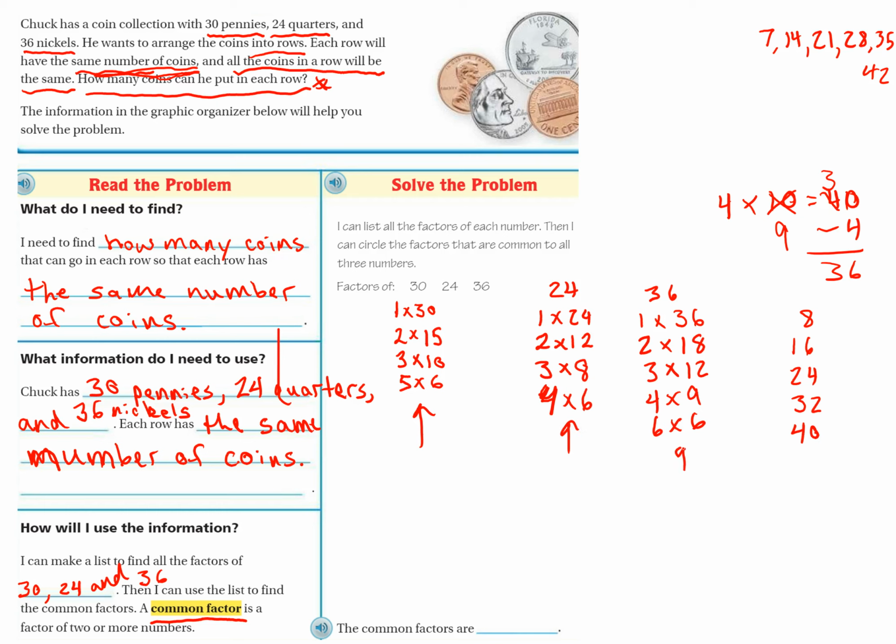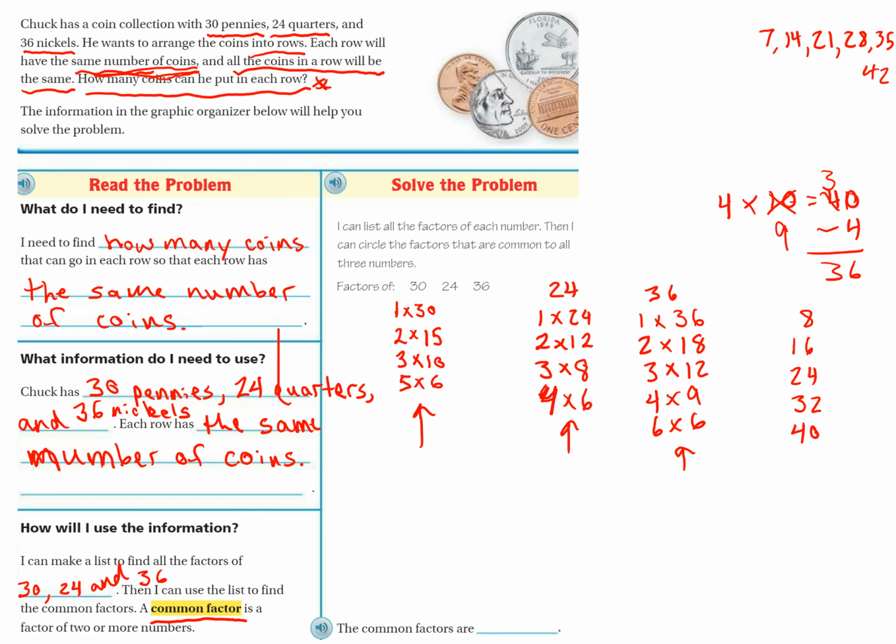So I see a 1 here. Oop, lost you for a second. Let me go back. Okay, here we go. Got 1 here, I got a 1 here, I got a 1 here. So they all have 1 as a common factor. Okay, I got a 2 here, 2 here, and a 2 here. So they all have 2 as a common factor. 3, 3, 3. They all have 3 as a common factor.